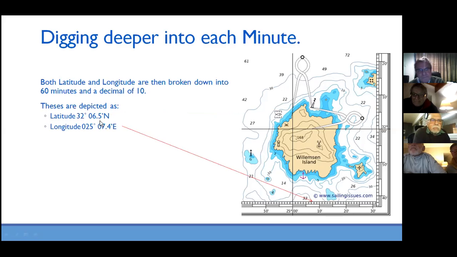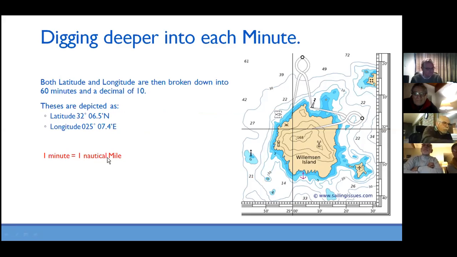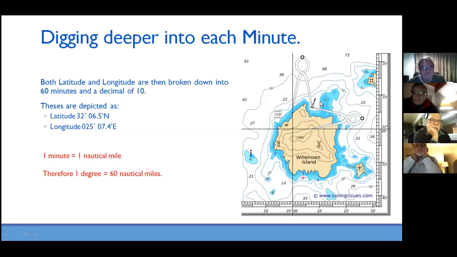Now note, minutes are 60, whereas we then go into decimals of 10. One of these little minutes is equal to 1 nautical mile. Therefore, in 1 full degree, we have 60 nautical miles, because there are 60 minutes in a degree. So one of these decimals is then 0.1 of a nautical mile.